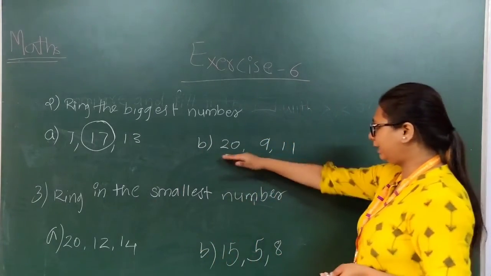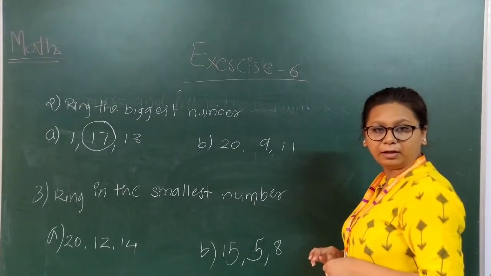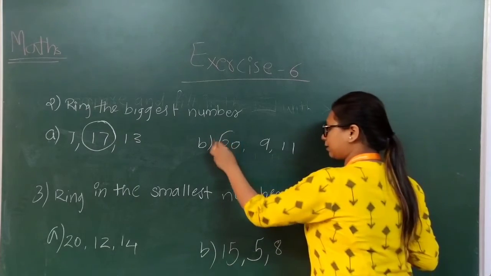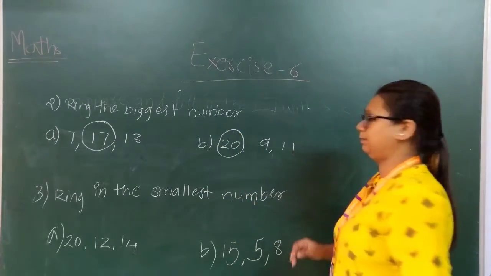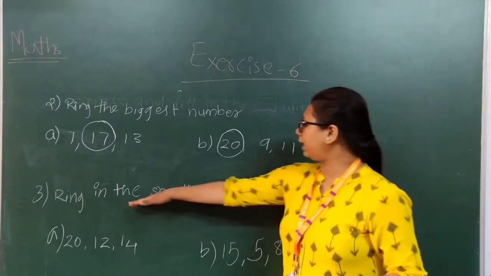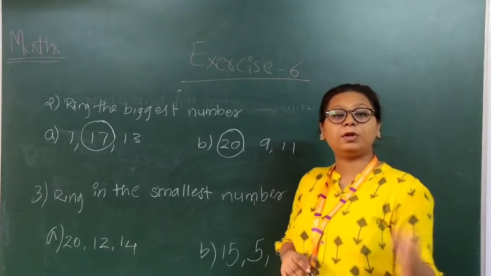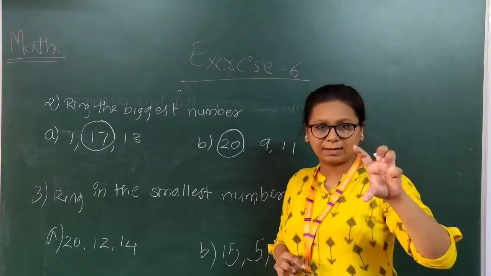Second one, 29 and 11. Which is the biggest number over here? 20. So we will circle 20. Okay, now moving to the third part. Ring in the smallest number. Now here you have to ring in, you have to circle the smallest number in the slot.